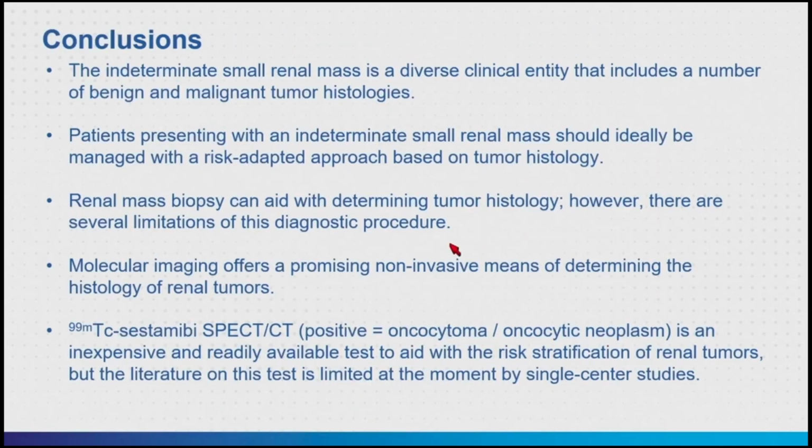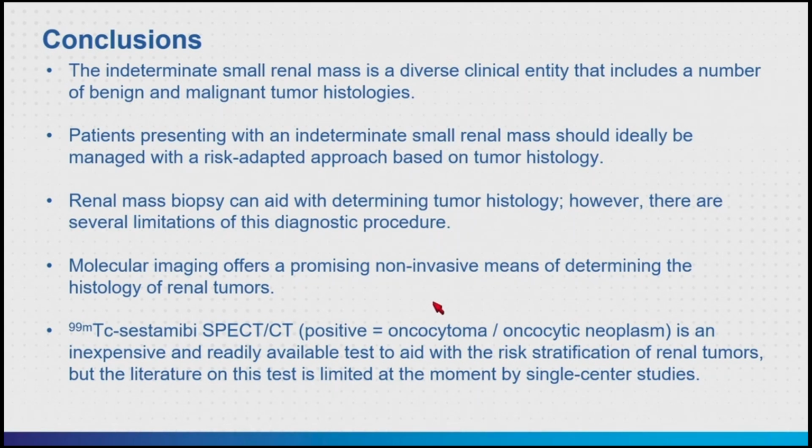So in conclusion, the indeterminate small renal mass is a diverse clinical entity. It includes a number of different benign and malignant tumor types. Patients presenting with an indeterminate renal mass should be managed using a risk-adapted approach that takes into account their histology. Not all patients should go to surgery. Not all patients go for active surveillance. You should know what the tumor is to be able to select the appropriate management strategy. Renal mass biopsy aids with this, but there are issues which I mentioned before, namely the high non-diagnostic rate and the fact that not all tumors can be biopsied.